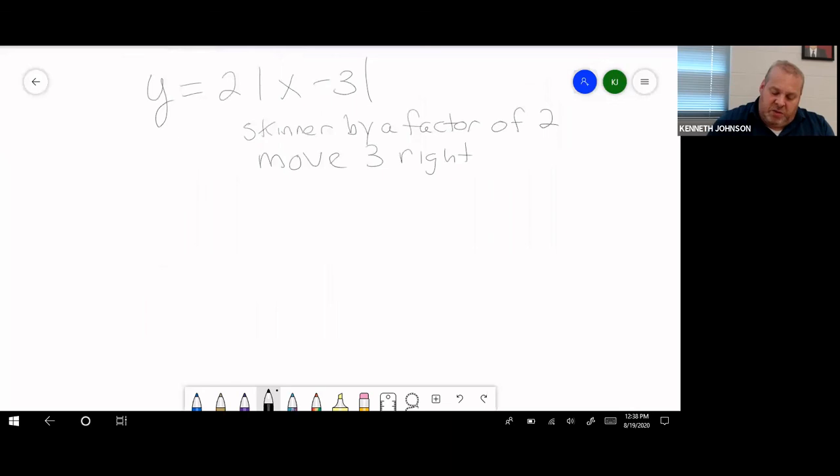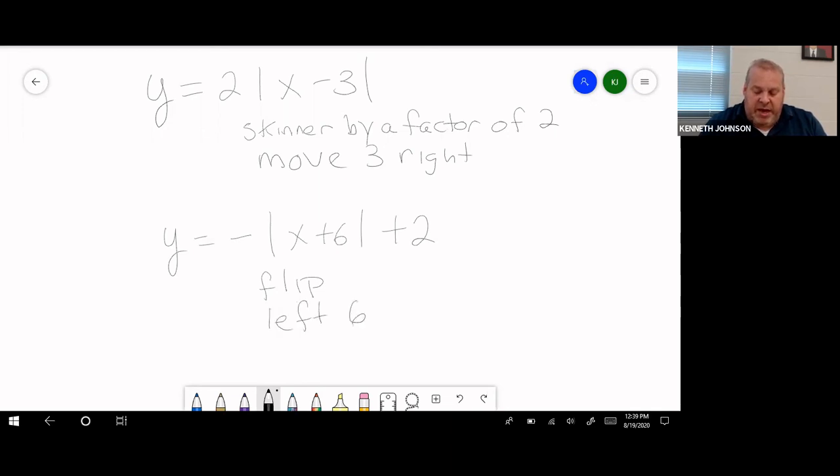All right, so what about this one here? What would happen? Pause it and think a sec. So the negative out front would flip it. The +6 would move it to the left 6, and the +2 would move it up 2.